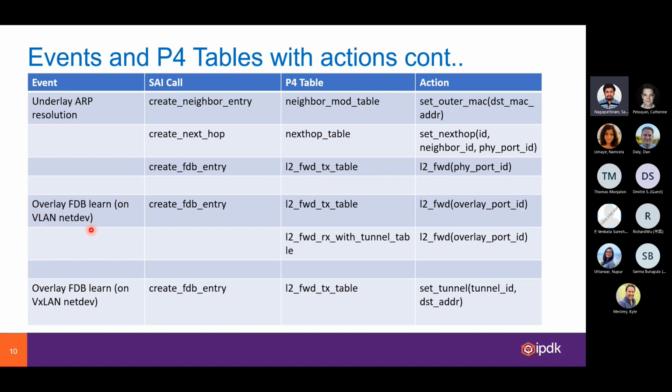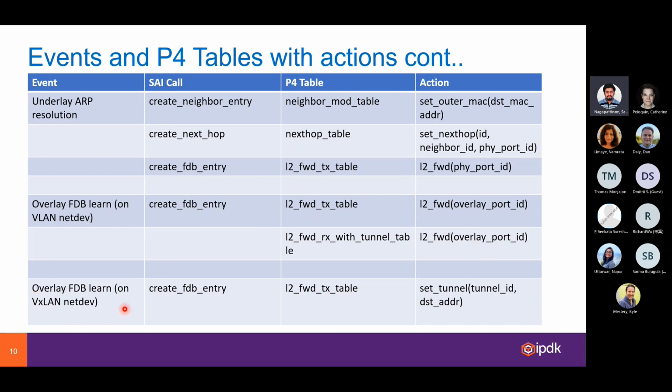Similarly, once an FDB learn has happened on your OVS side for a VLAN netdev, we go ahead and program the L2 forward TX table with action as L2 forward, where the port is the overlay port, and similarly the L2 forward RX tunnel termination table, where it sends the packet to your overlay port again.